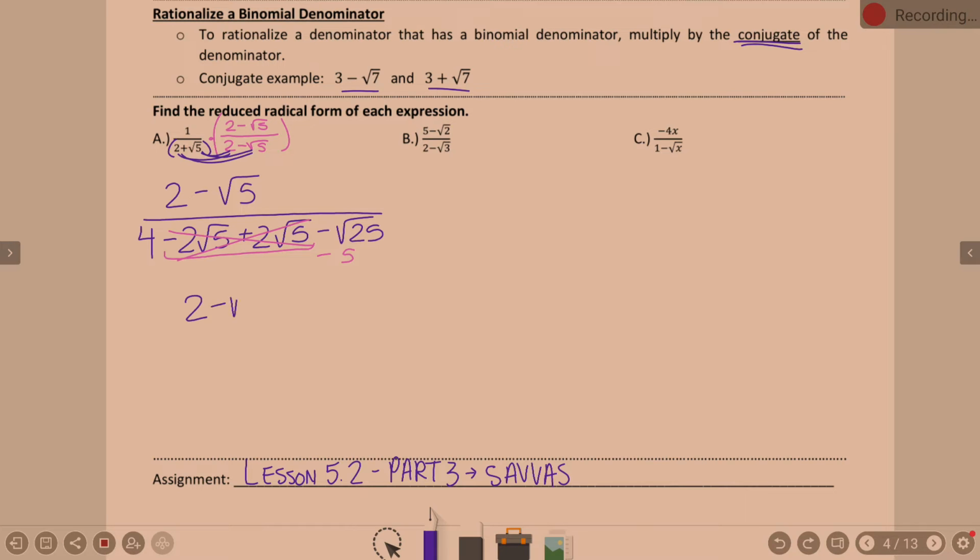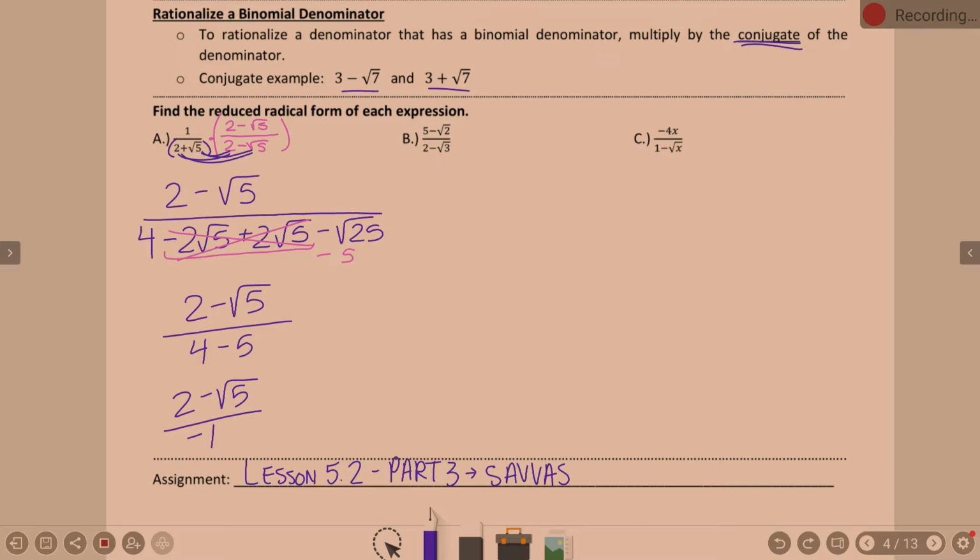We have 2 minus square root of 5. On the bottom, I have 4 minus 5. That's -1. We're not going to leave it as 4 minus 5, we're going to keep going. So now that's what I have: 2 minus square root of 5 all over -1. I think that's good.